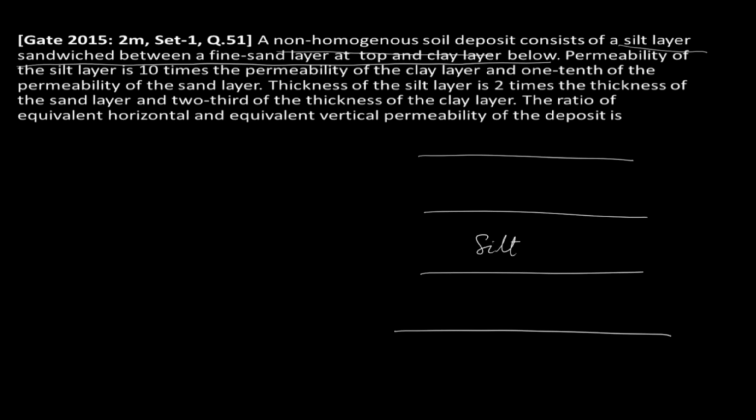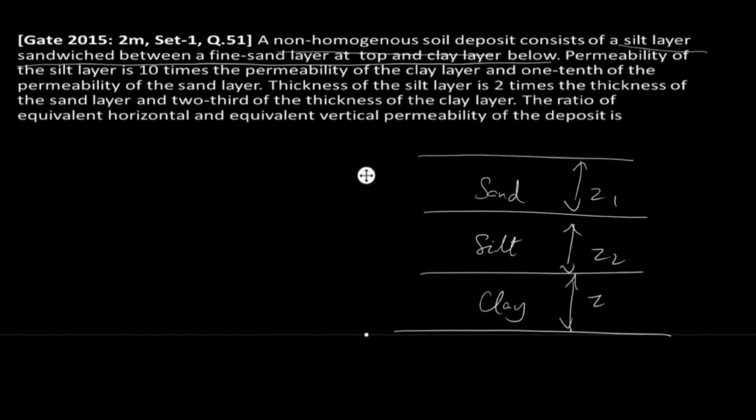So, in the middle, silt layer, which is sandwiched between sand layer and clay layer. We'll take the depths as Z1, Z2 and Z3. Also permeability as K1, K2 and K3.